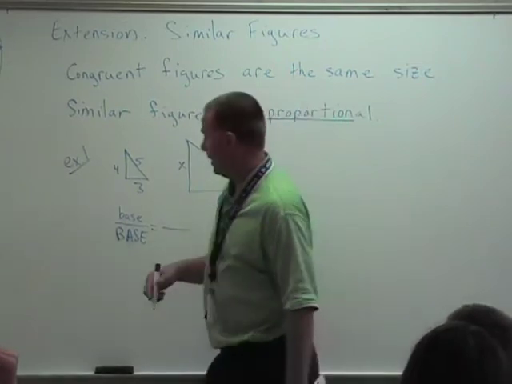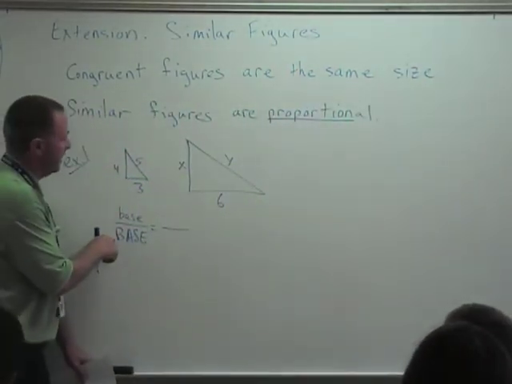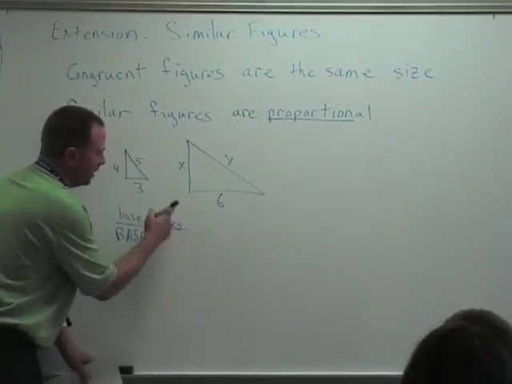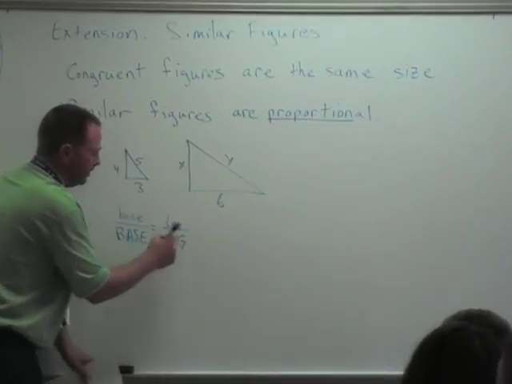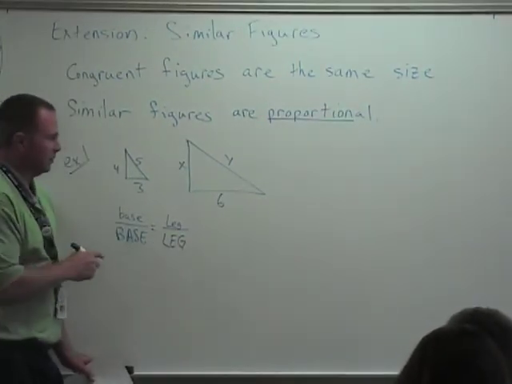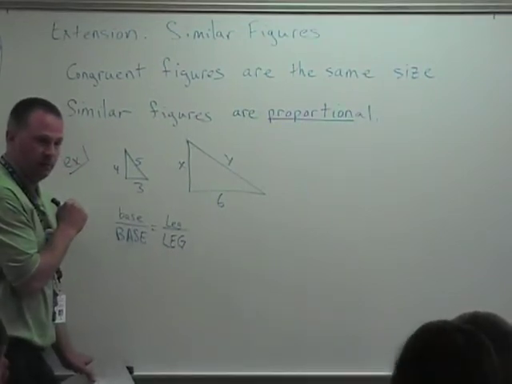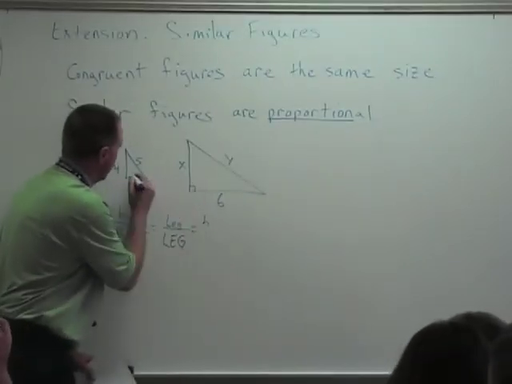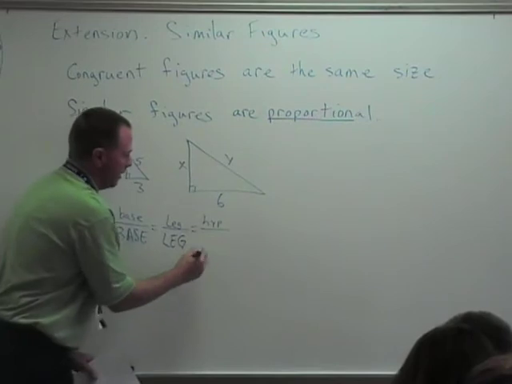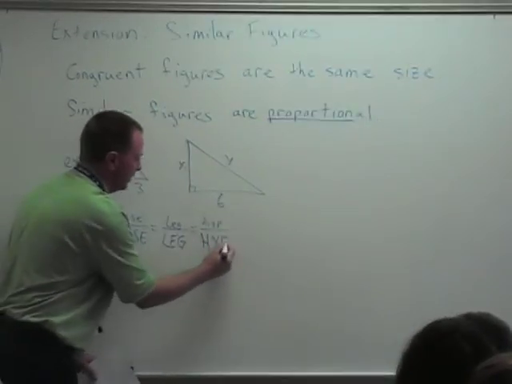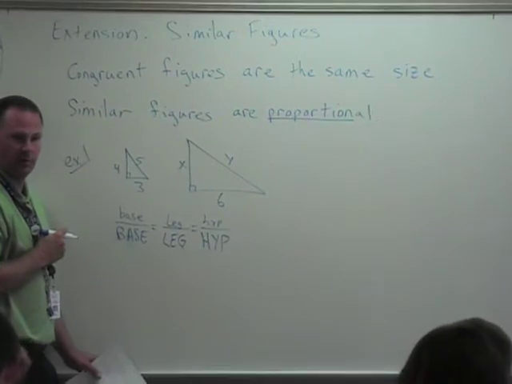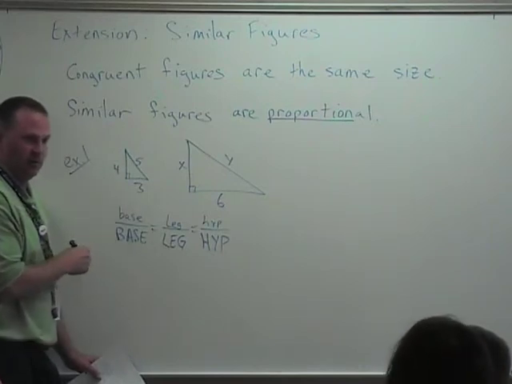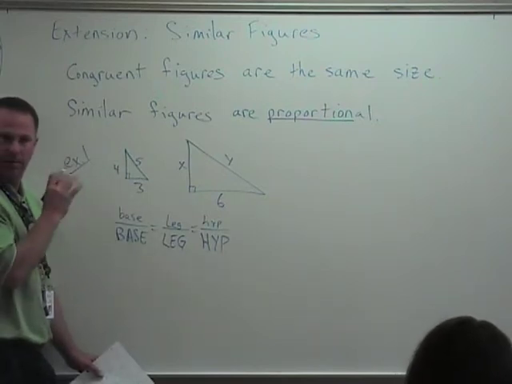Meaning everything has to correspond. This base is attached to that base. If I want to do this leg, then I better use that leg to correspond with it, which is what? x, right? So corresponding parts are extremely important. Same thing with this hypotenuse. If these are right triangles, this is the hypotenuse. I better use the hypotenuse to go with it in the exact same fashion. I would not go base to hypotenuse and leg to base. You all get that? They must match up.